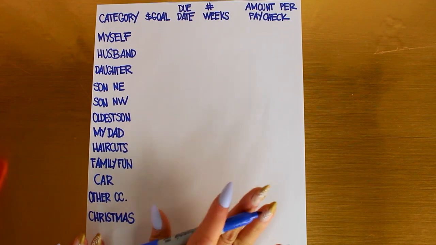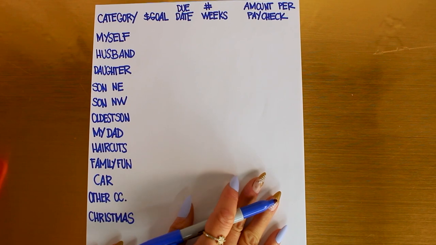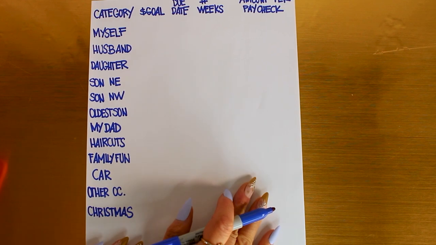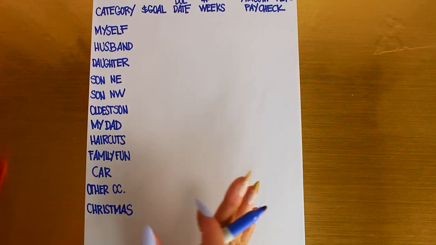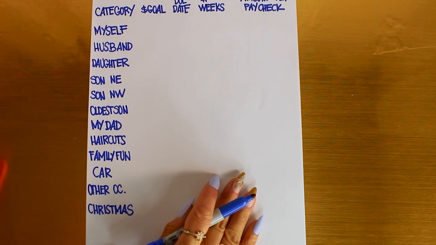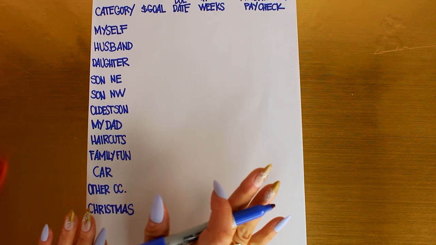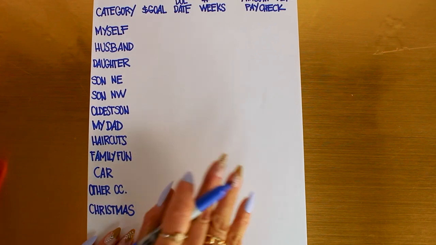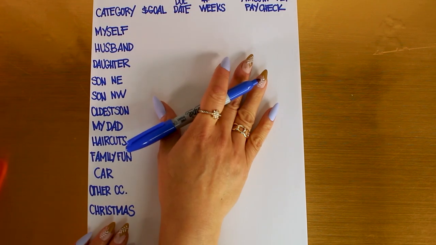Okay, you guys, so I only have 12 categories. My categories are revolving, so meaning I will be dipping into these categories every month or so throughout the year. They don't have a due date except for the Christmas envelope. Just for the sake of this video and to help you guys out, I'm going to put a due date on each category, and I will explain.